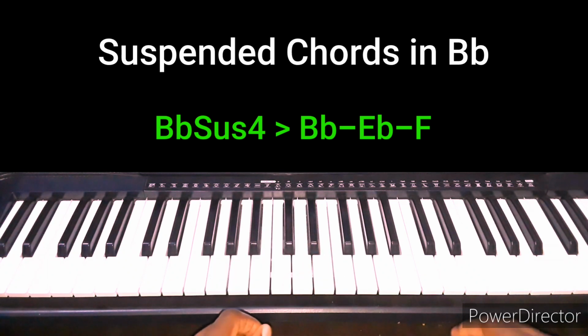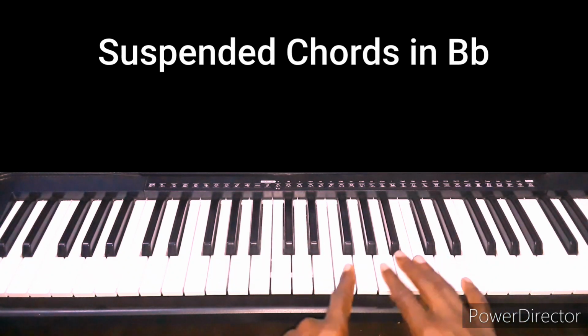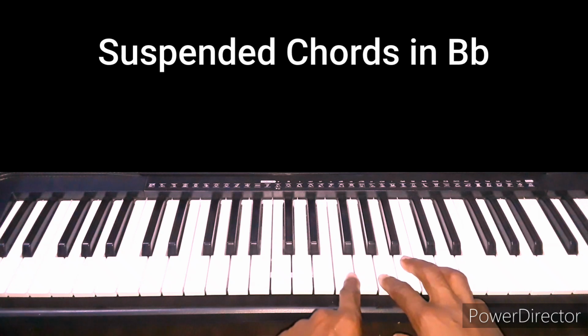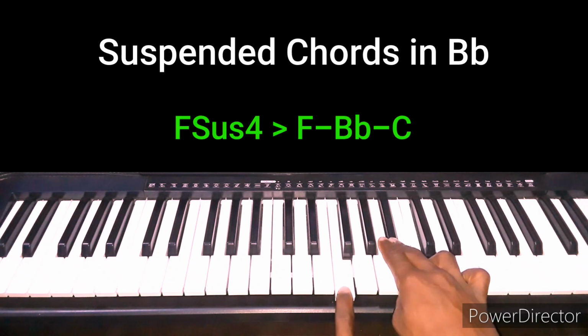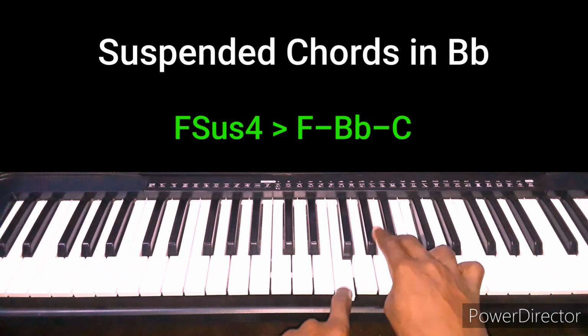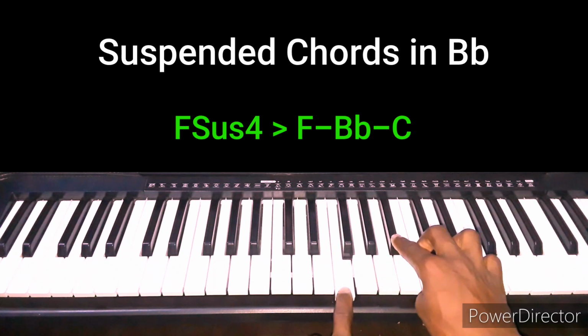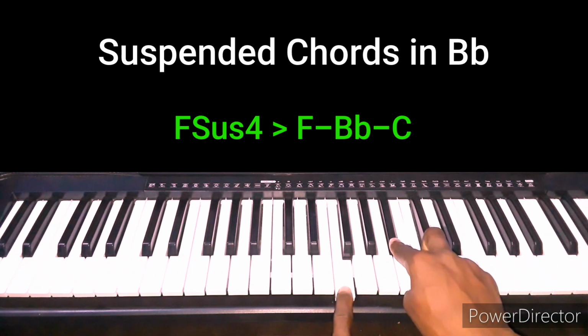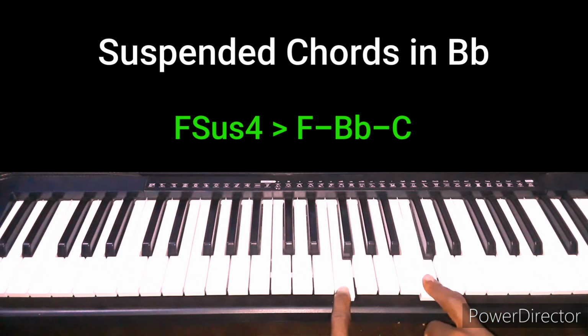And then we can have the sus 4 of the 5 as well, which will also resolve to its major triad so nicely. So this is F sus 4, having the F, B flat and the C.